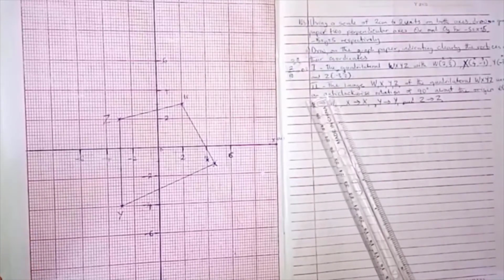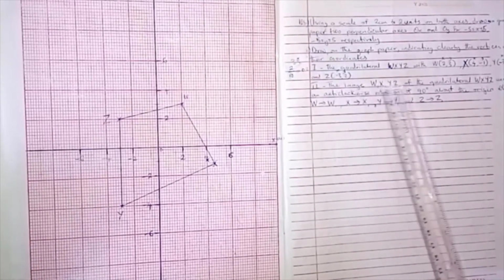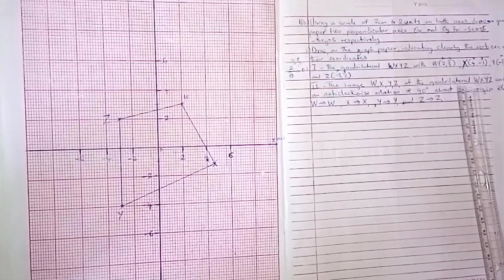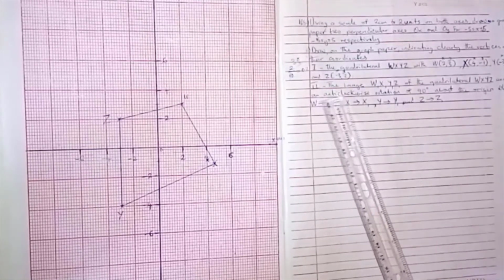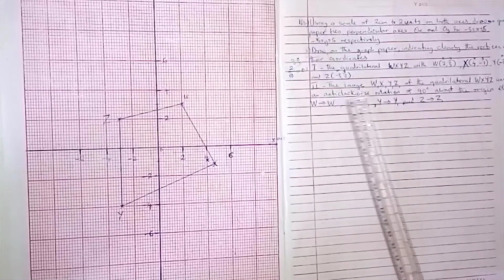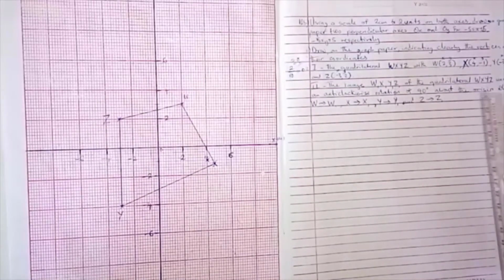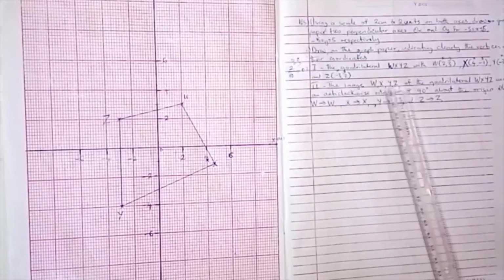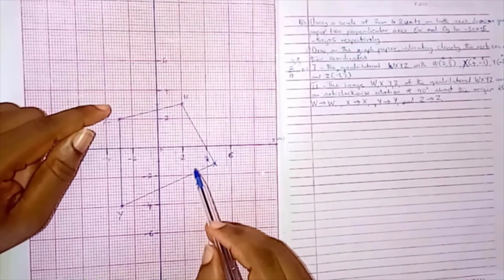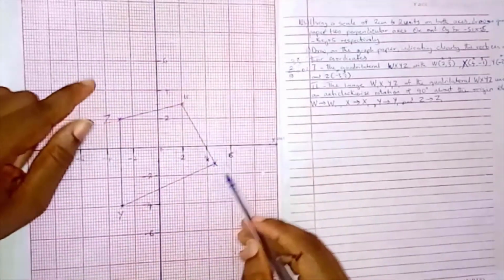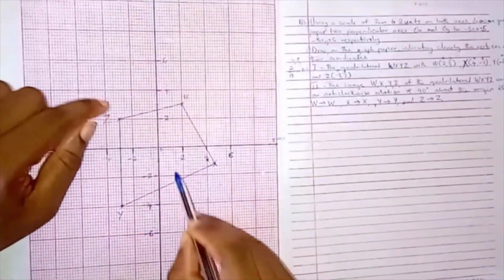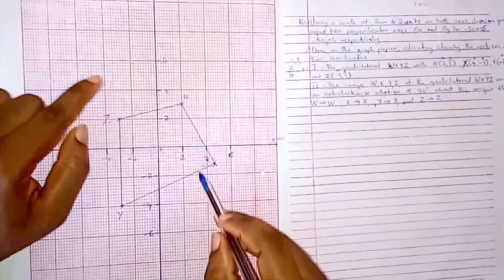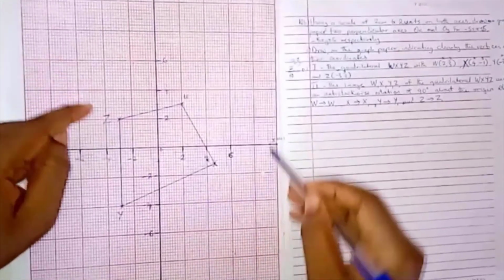Now, the next question, that's the final one, says the image of WXYZ, the quadrilateral, under an anti-clockwise rotation of 90 degrees about the origin. So we have to draw the image, when this has been turned anti-clockwise at a rotation of 90 degrees. It means that each of these coordinates will change. So we have to find the new coordinates.